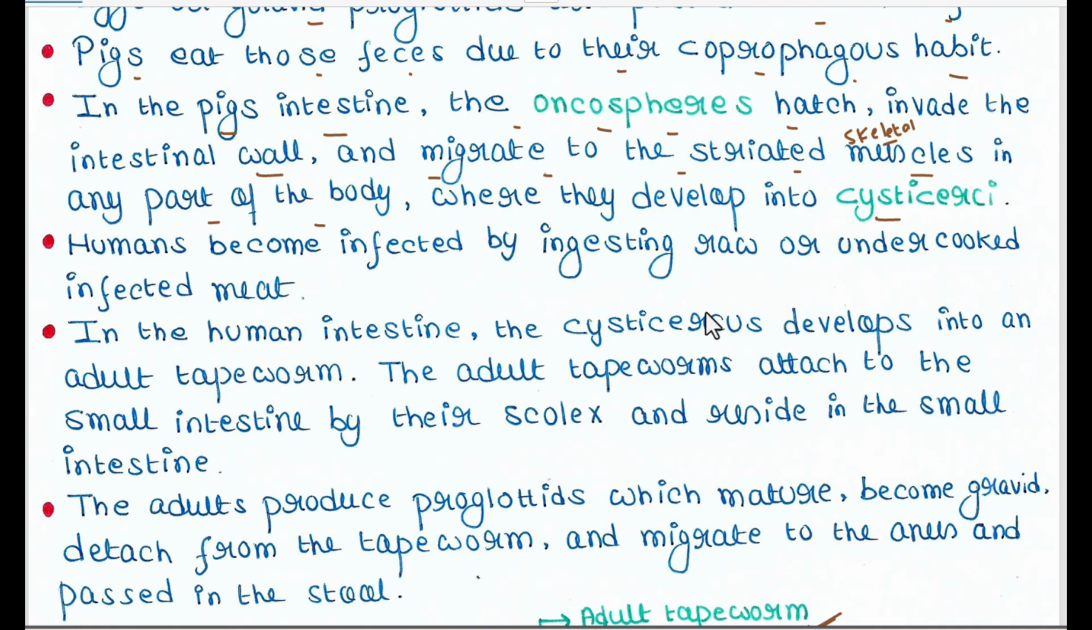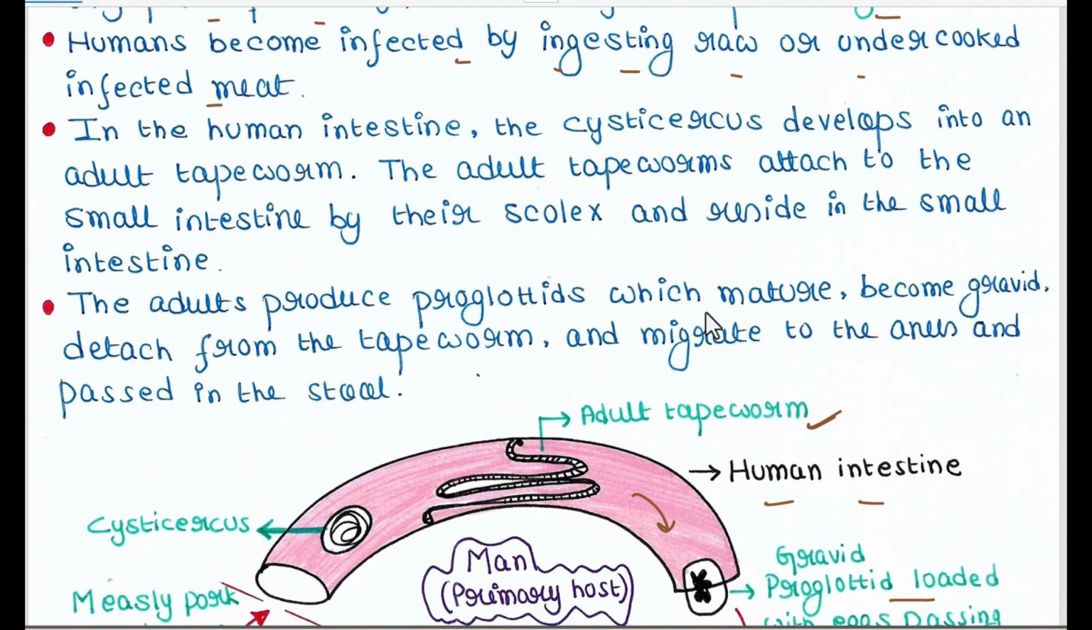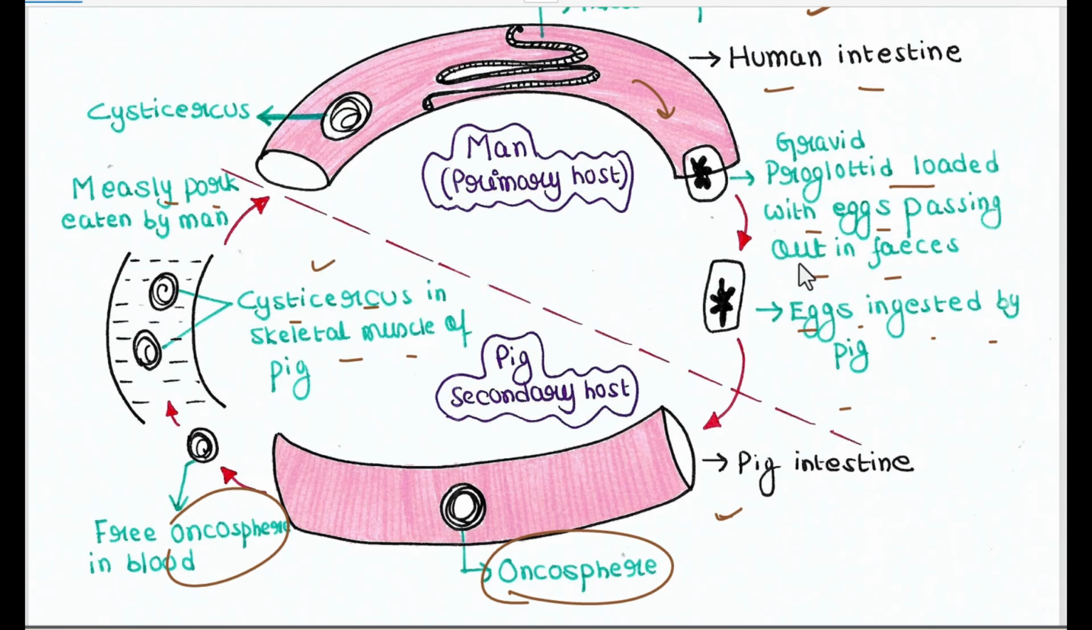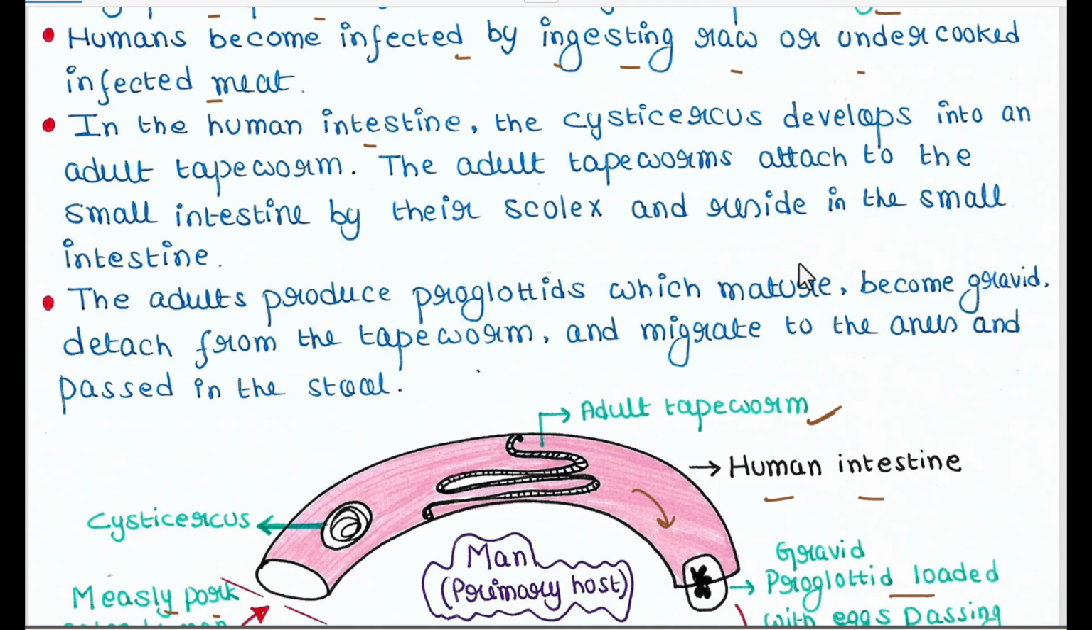Okay. Now humans become infected by ingesting raw or undercooked infected meat. Now these are known as measly pork, which are infected by cysticerci, and once humans eat them without proper cooking, without boiling, they are infected by these cysticerci. Okay. Now in the human intestine, those cysticercus develop into the adult tapeworm. So here is the cysticercus in the human intestine and they get developed into the adult tapeworm.